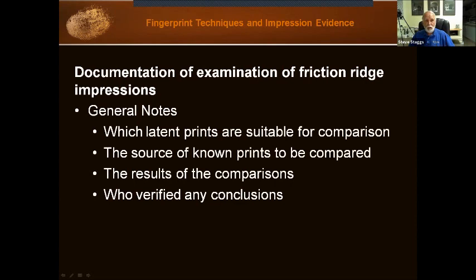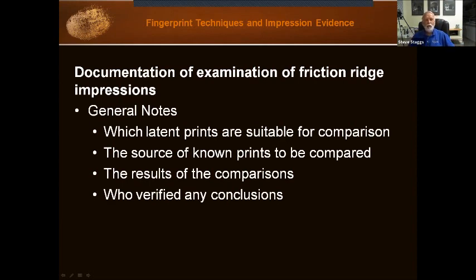When we have general notes, we're going to include which latent prints are suitable for comparison. And you have these labeled. So you saw L1 and L2. That's what we normally will do. Now when you collect them, you might give them an item number at the crime scene. But when we get them for analysis, we're going to label them L1, L2, L3, L4. You get the picture, right?